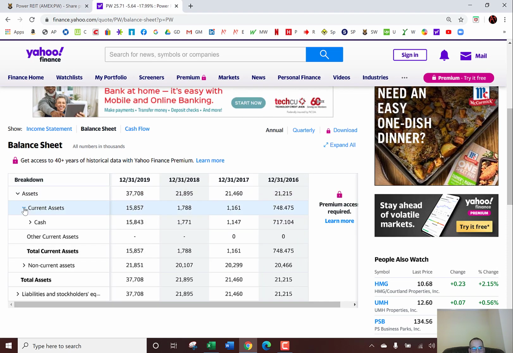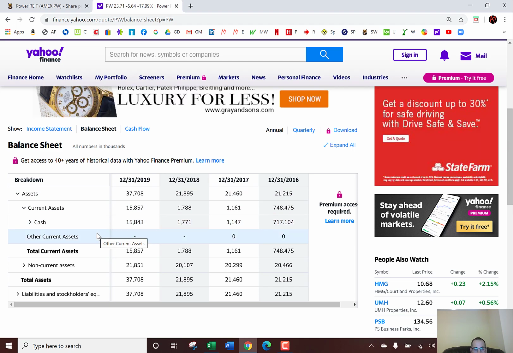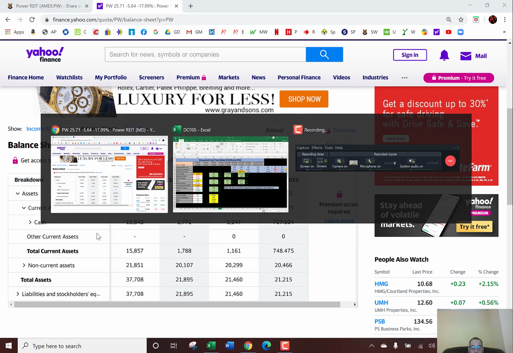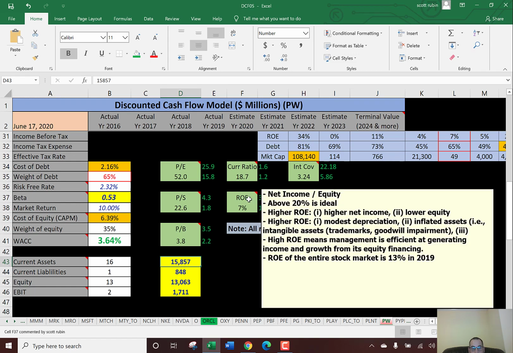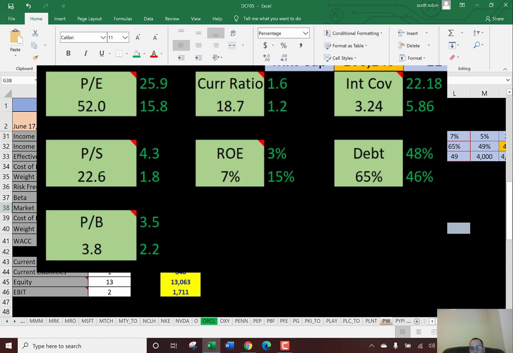Let's look what their current assets are. It's all cash. I could sit on cash and get 1% interest at the bank, but I'm not taking the risk of investing in a REIT to get 1% return. So they should be using that cash for more lucrative things like buying properties. They have a low ROE, only 7%. Their interest coverage ratio, they cover their interest a little more than 3 times, so that's okay. Their debt is definitely on the higher side with 65%.